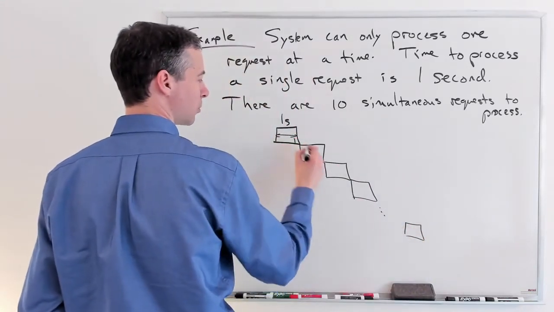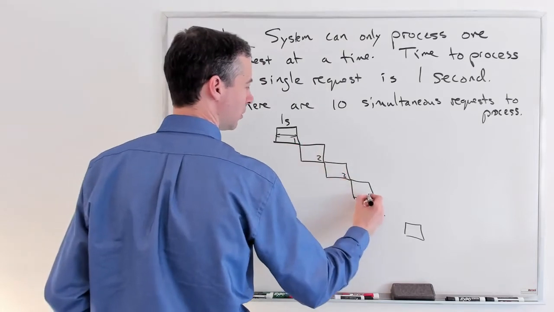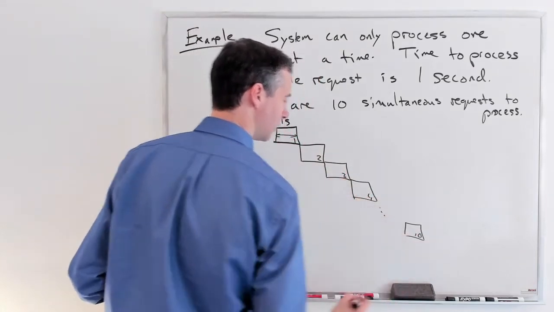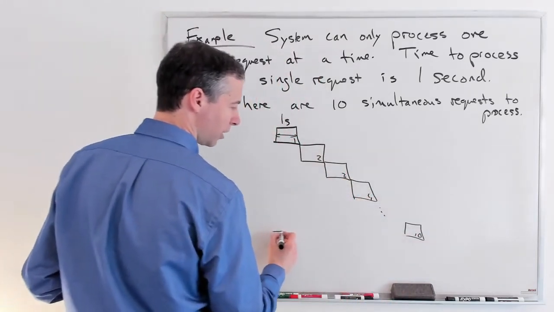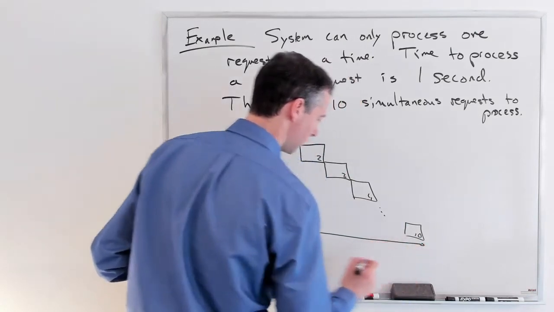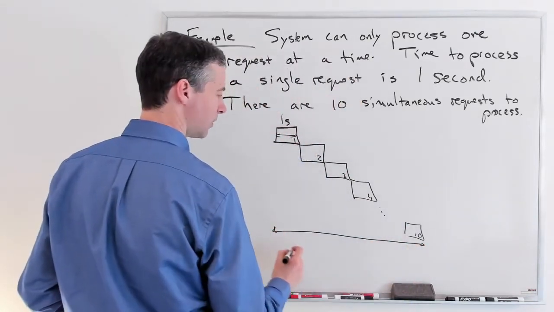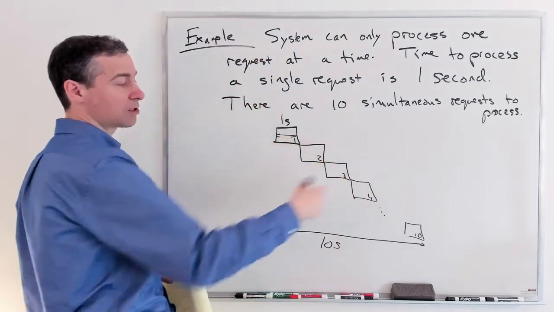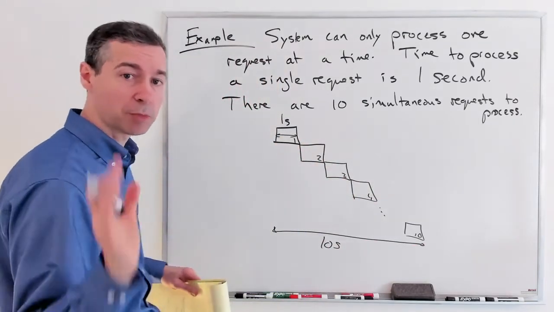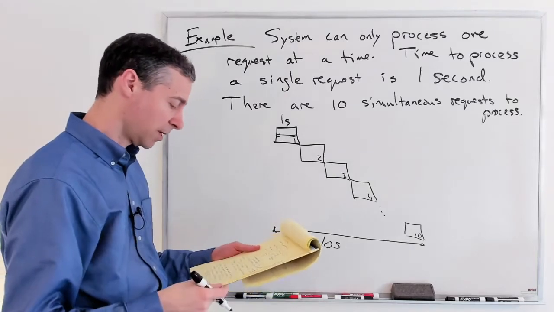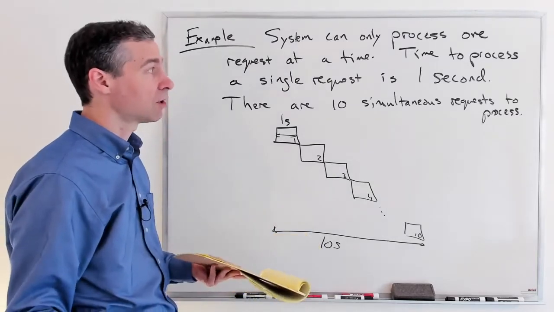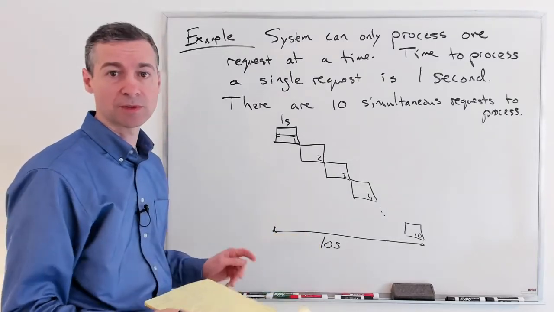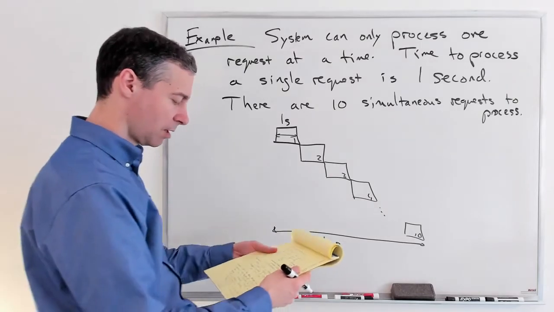Okay, so this is request 1, 2, 3, 4, all the way down to request 10. The total amount of time here from the start when things happen to the end is 10 seconds. You know, it takes 1 second for each of them. We do them with no delay, but we can only process one at a time. All right. So let's talk about things in terms of latency and throughput.